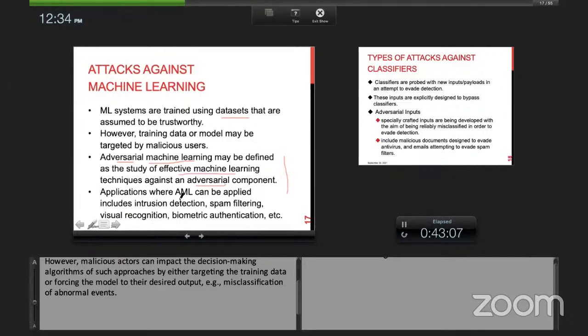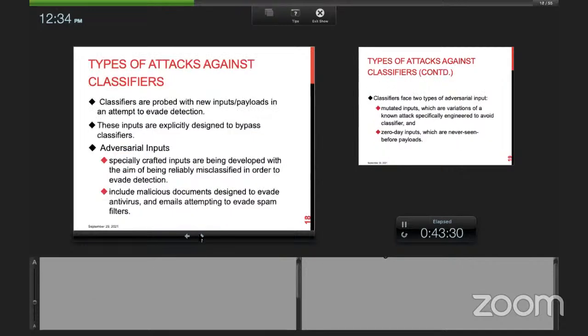So applications where adversarial machine learning can be applied include intrusion detection, spam filtering, visual recognition, biometric authentication, and you can go on like this. And therefore, obviously it will affect each and every type of application that you can think of. So let us now see what may be the types of attacks against many of our classifiers.